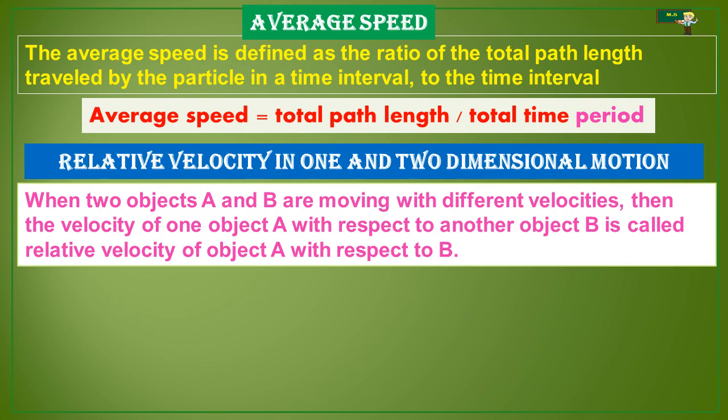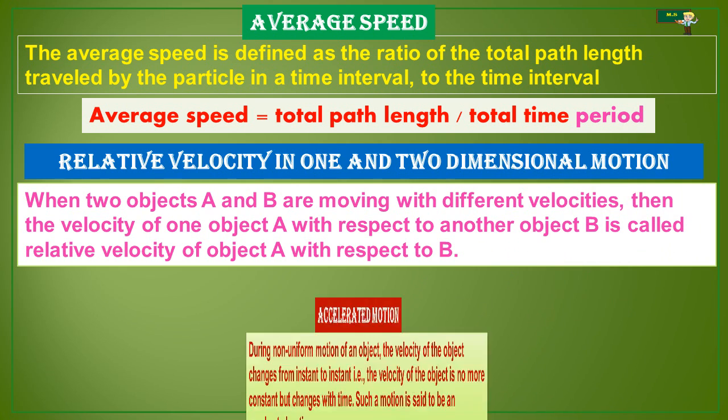Relative velocity in one and two dimensional motions. When two objects A and B are moving with different velocities, the velocity of one object A with respect to the other object B is called the relative velocity of object A with respect to B. You can have this relative velocity when two persons are running in a 100 meter or a 200 meter race. The velocity of one person influences the other person who is running behind or in front. This is called relative velocity.